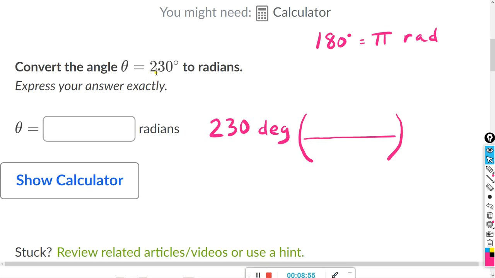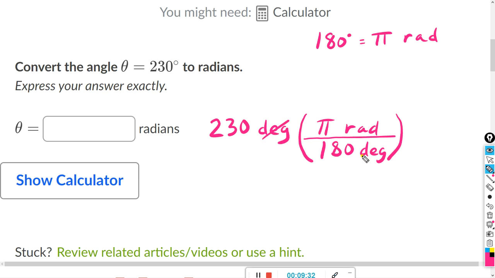All right, last one. We have 230 degrees. We want to convert to radians. So we have degrees in the numerator. In order to cancel, we want it in the denominator. So I'm going to write 180 degrees in the denominator. And I want pi radians in the numerator. Now I know that the degree symbol is this little circle, but I've been writing DEG so I can show you that it cancels out.